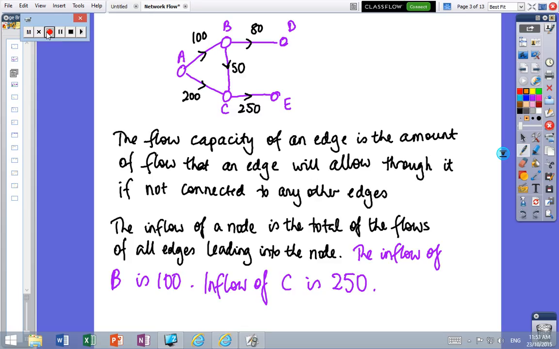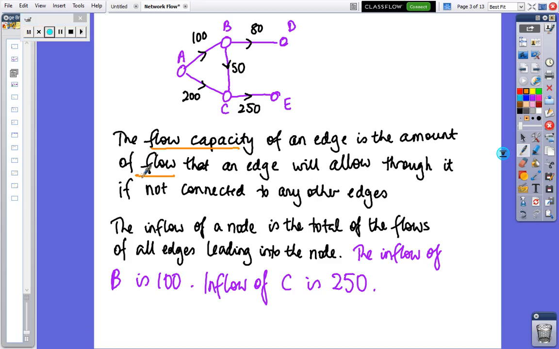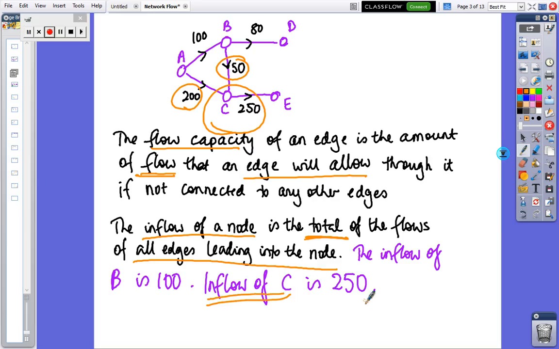Okay, copy that down. Okay, we're looking at the same network from the previous page. The flow capacity of an edge is the amount of flow that an edge will allow through it. So the inflow of a node is the total of the flows of all edges leading into the node. So if we're looking at C, we've got 50 and 200 going into the node. So we've got 200 coming from A to C, and we've got 50 coming from B to C. So the inflow of C is 250, whatever those units are.